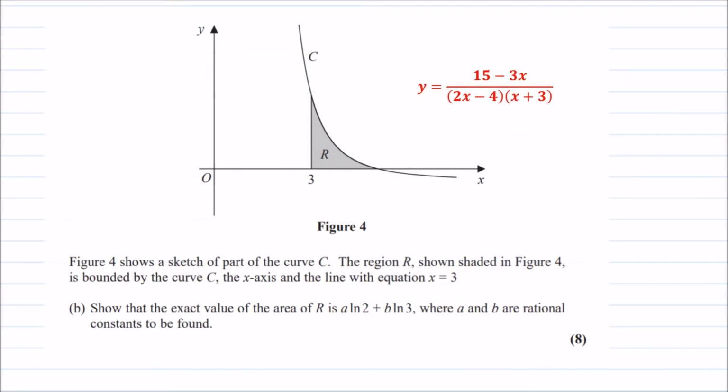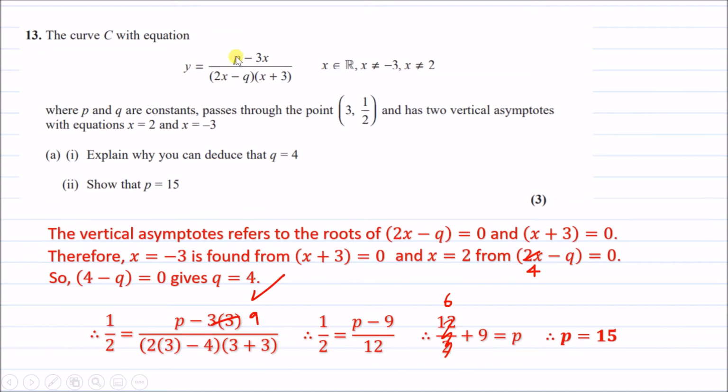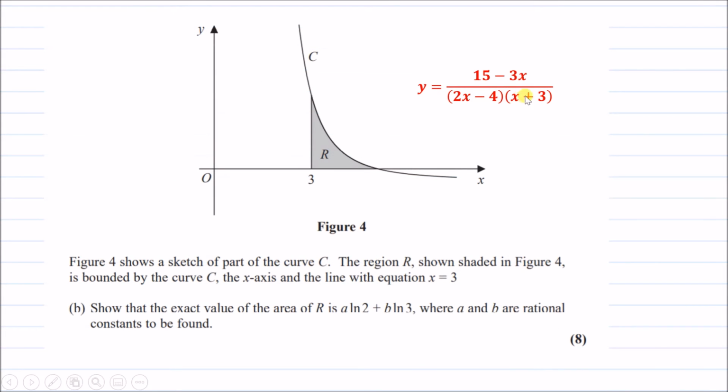Now, next bit, because there's still a few parts here. And I've updated the function, just to let you know. Because we said p was 15, I replaced p here with 15, and I updated q here with 4. So that's why it looks like this, and I just wrote it here for convenience.